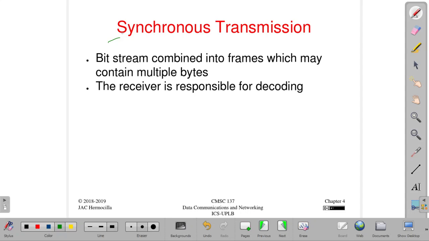Now in the synchronous transmission, the bit stream is combined into frames which may contain multiple bytes. So it's not just 8 bits; the smallest unit is the 8 bits. The bits will be combined into a specific grouping, a group of bits that represent data, and it is the receiver that is responsible for decoding it.